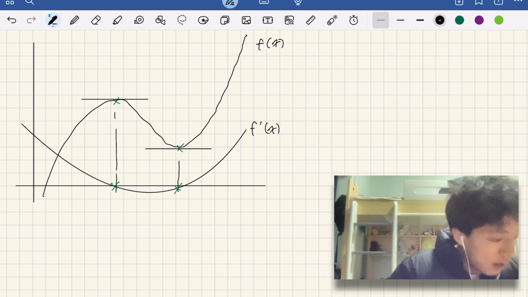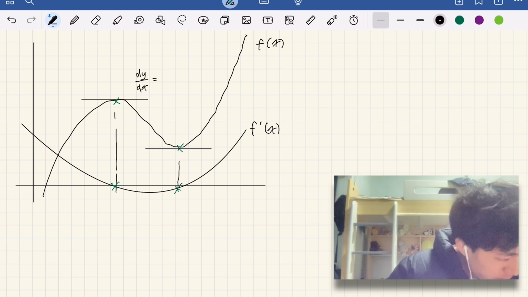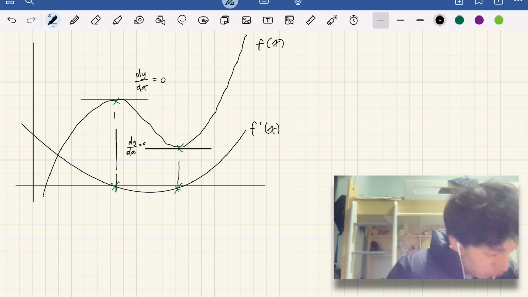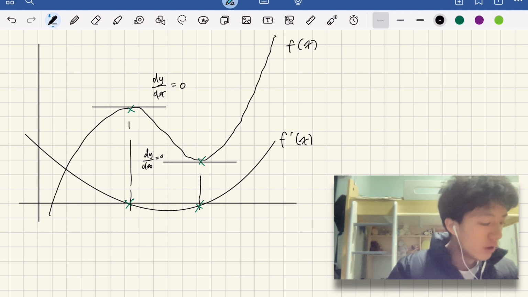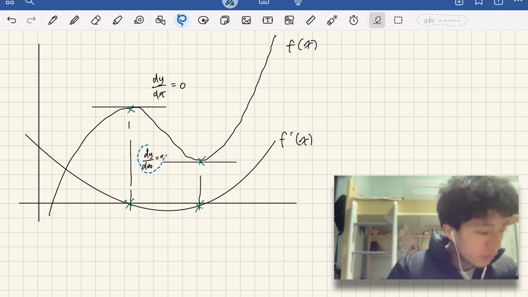So we can say that dy over dx over here equals 0, and then over here dy over dx also equals 0. And I hope that makes sense, because that's very important. Actually, let me move this dy over dx equals 0 up here so we have more space.